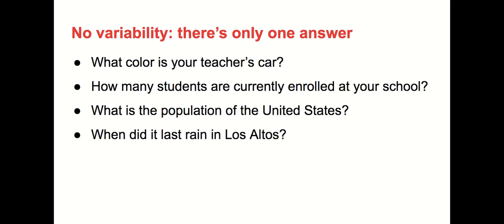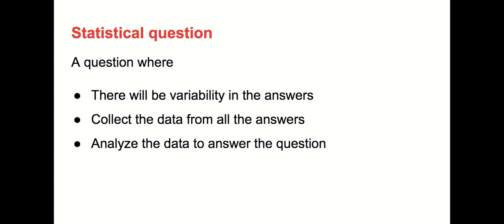And there are then questions where there's no variability. For example, what color is your teacher's car? My car is blue. There's just one answer. How many students are currently enrolled at your school? What's the population of the United States? There's just one answer. I looked it up, 328.2 million. And when did it last rain in Los Altos? It rained on April 7th. And now it's May 6th. So that's a very specific date. There's no variability there.